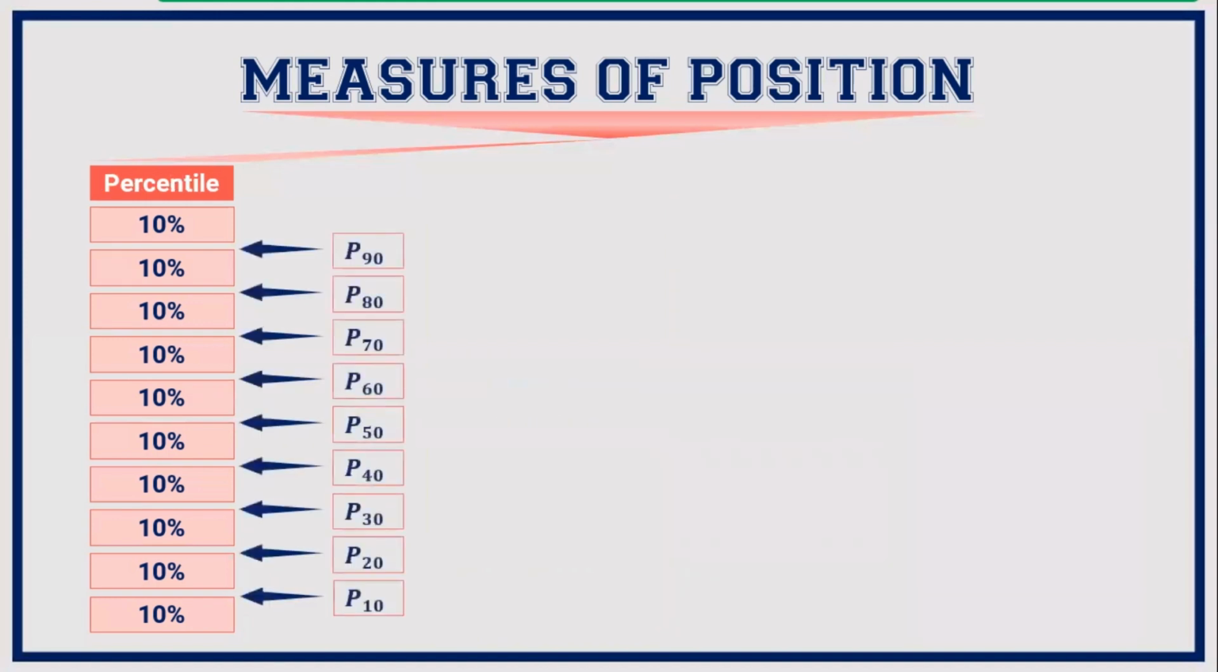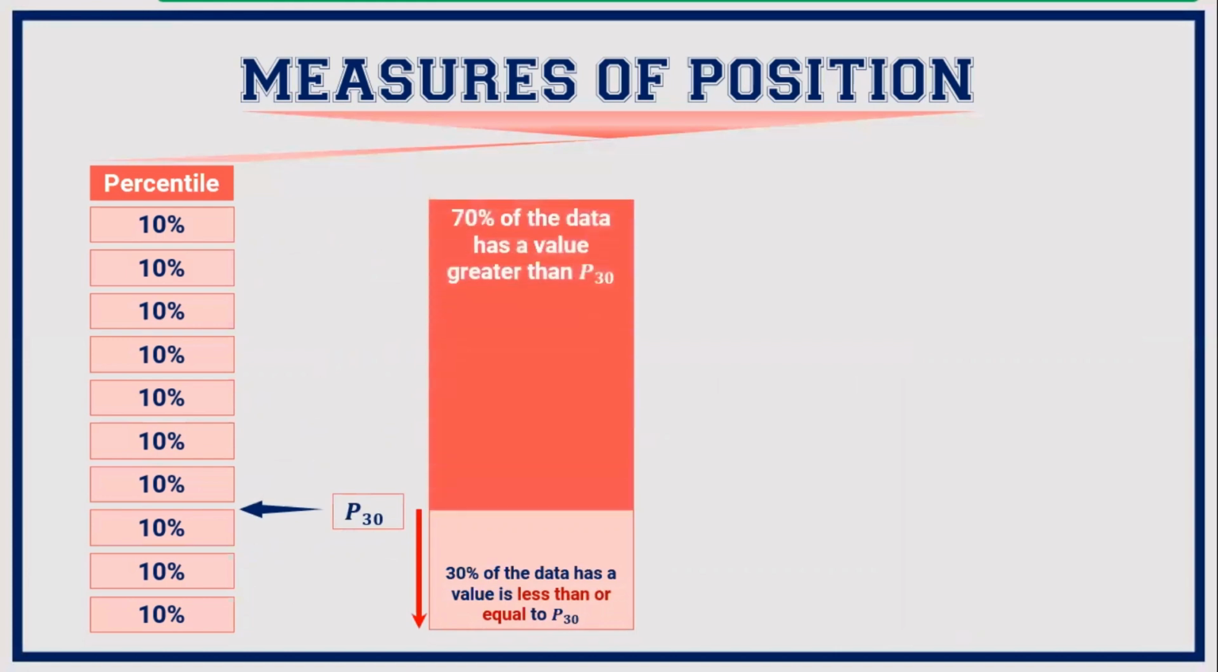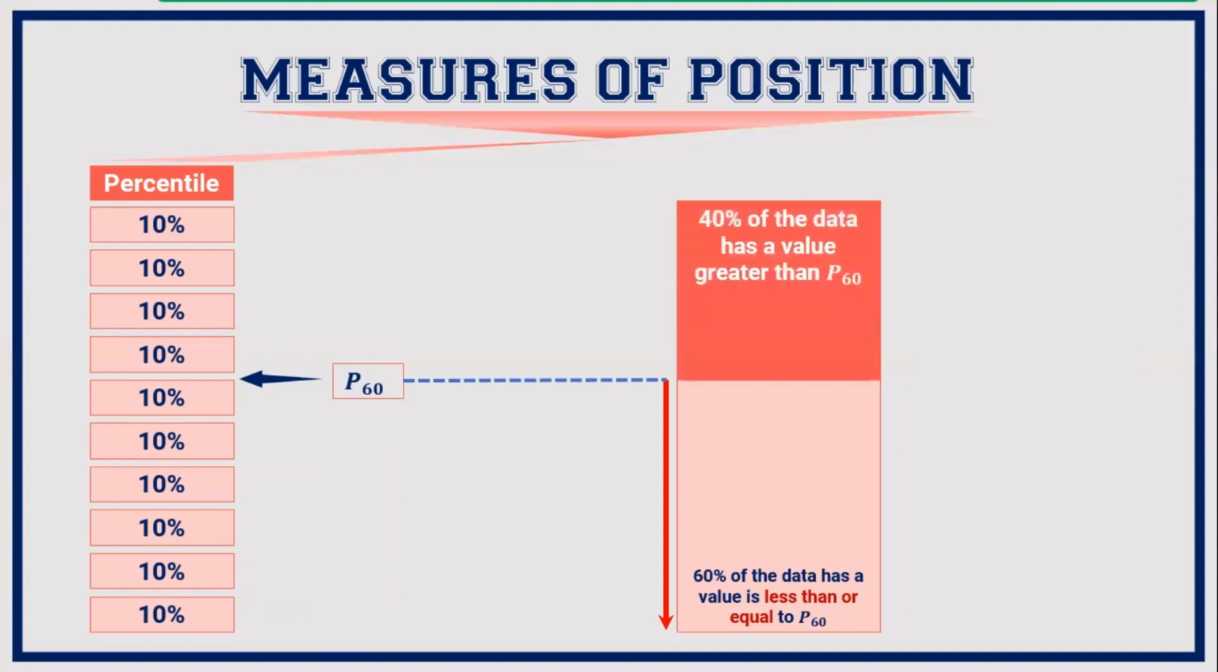For the percentile, if we get the percentile 30, then 30% of the data has a value less than or equal to the percentile 30, and 70% of the data has a value greater than percentile 30. If we have percentile 60, then 60% of the data has a value less than or equal to the percentile 60. And the rest, 40%, has a value greater than percentile 60.